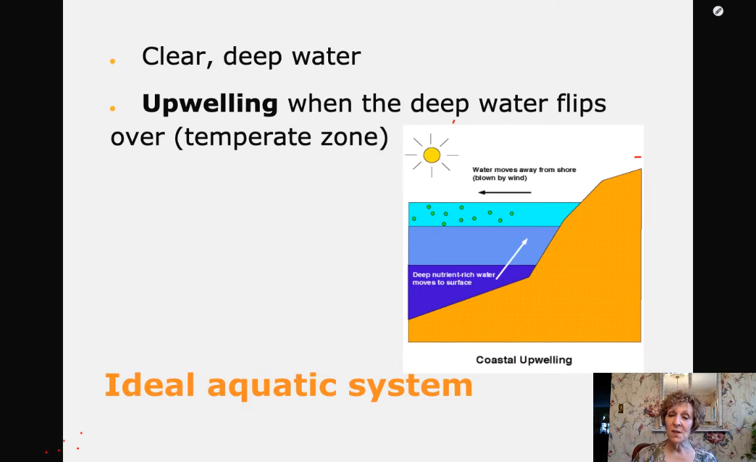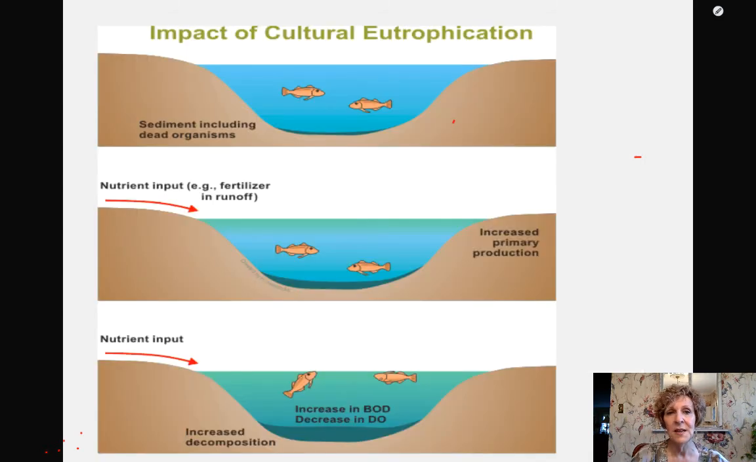So in a natural system, we talked about how we can flip this, right? In the photic zone, I have oxygen being produced, and down here at the bottom, I have my nutrient-rich waters. And so there's a flipping that can happen with tides or winds or seasons, and that's what a healthy aquatic system needs. But as usual, humans end up messing this up. And we speed up this process of eutrophication, which is natural, by something called cultural eutrophication.